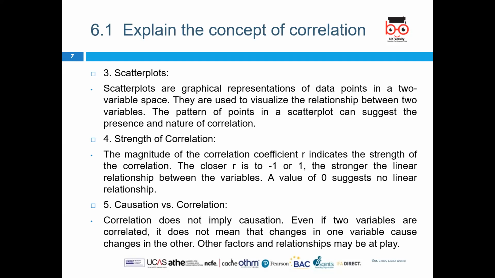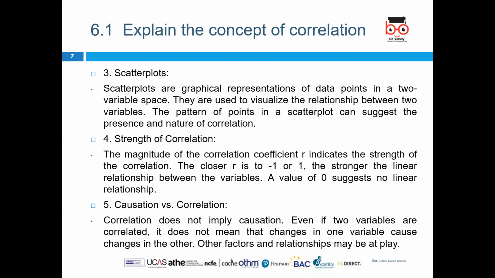Then next we have the strength of correlation. The strength of correlation indicates the extent to which the values are closer to -1, 0, or +1. It is indicated by the correlation coefficient. The closer the value is to 1, it is called perfectly correlated. Similarly, a value of -1 is said to be negatively correlated. And a value of 0 suggests no linear relationship between the variables.